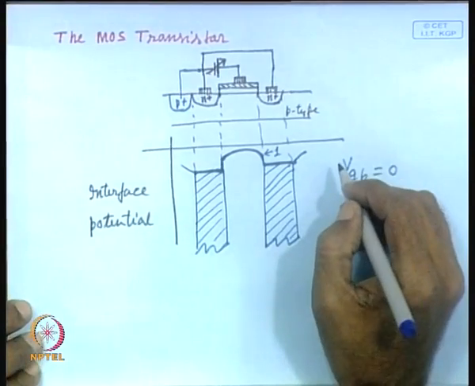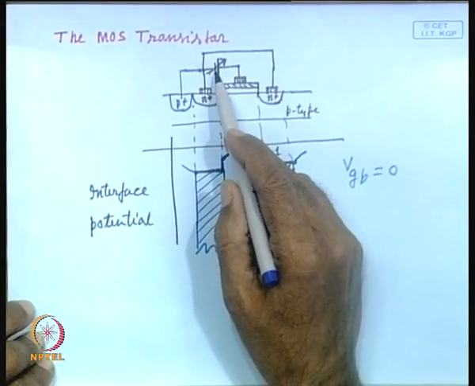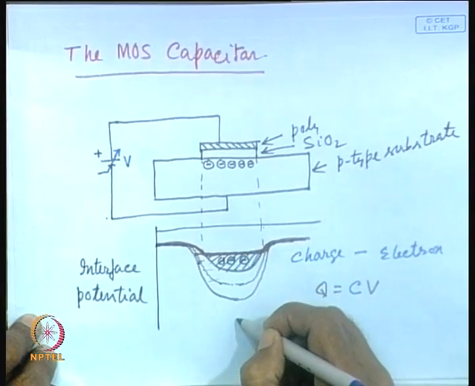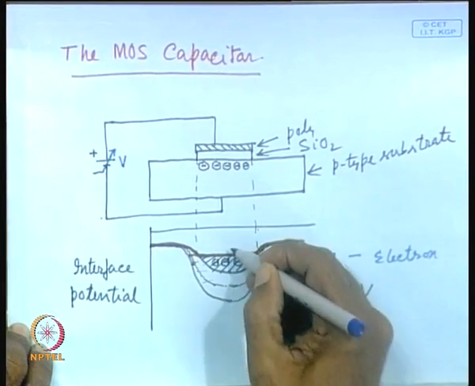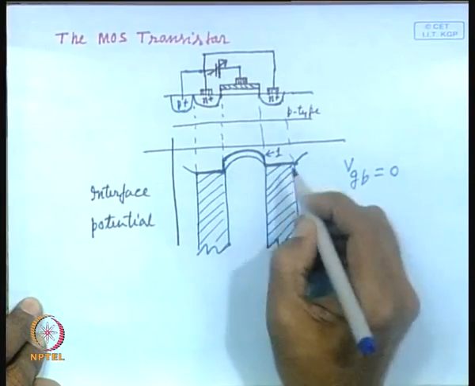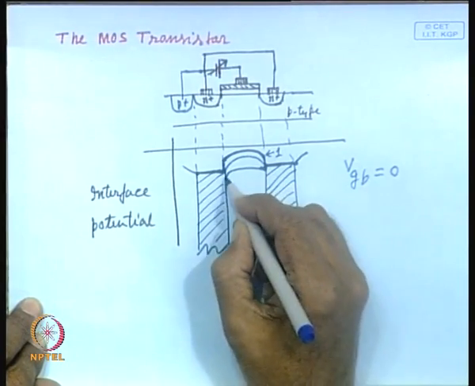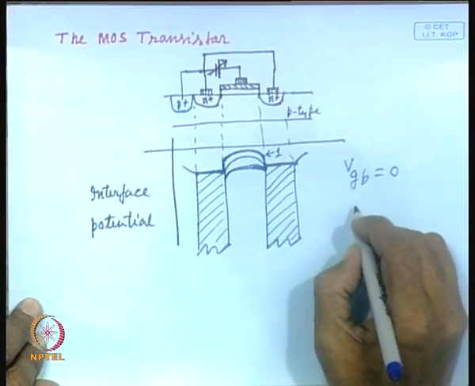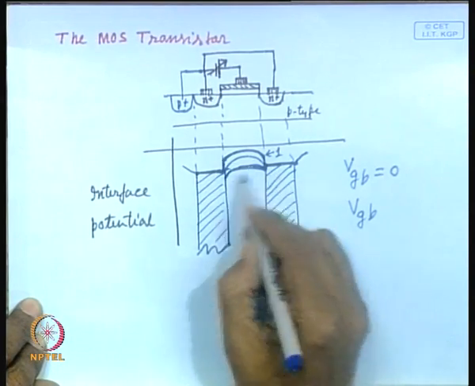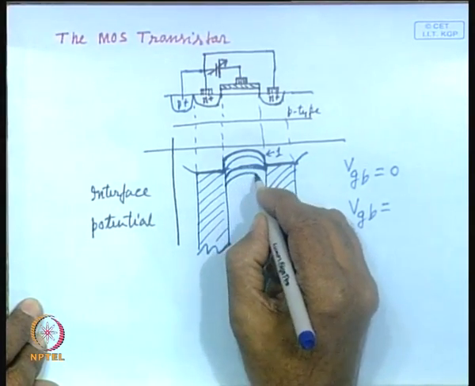Now, let us keep on increasing the gate voltage. As you increase the gate voltage, what will happen? What we have seen in this particular case is that this interface potential is pushed down. So, here also this will be pushed down, say this will correspond to 2, this corresponds to 3. Whenever it is 3, it is the situation where these two are almost touching, and if it is a little more than that, then these two will be connected.